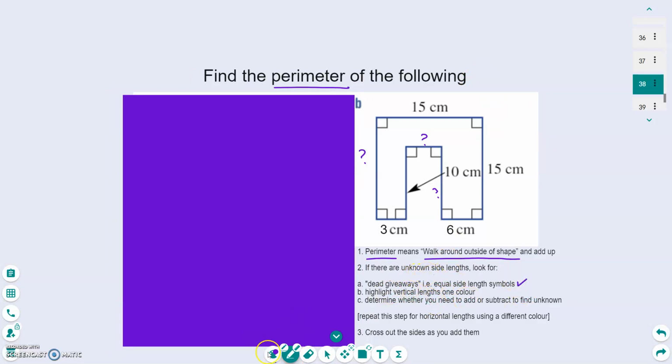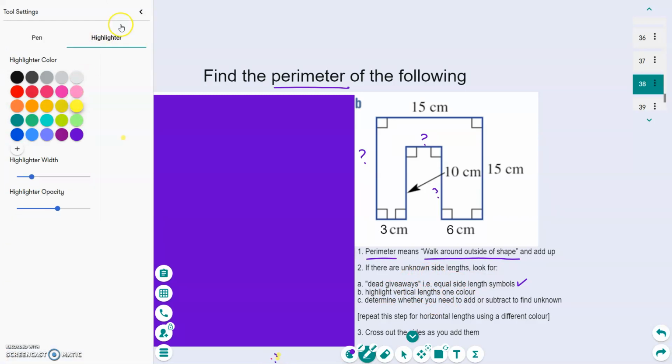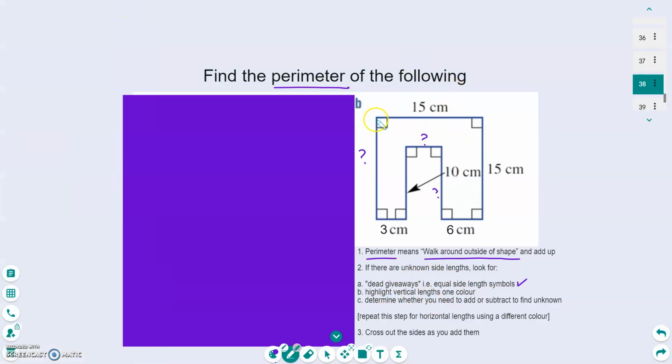Now let's highlight the vertical lengths in one color, just following this process. Vertical lengths. All of the cliff faces you can see. And they should help us come up with something. Well, I've got a vertical length here that's 15. This other side must also be 15. So that's a nice bit of a giveaway. So label it right along that side. So that equals that.